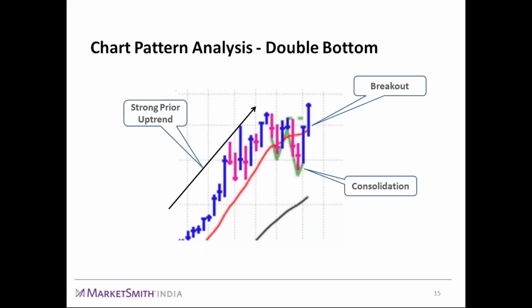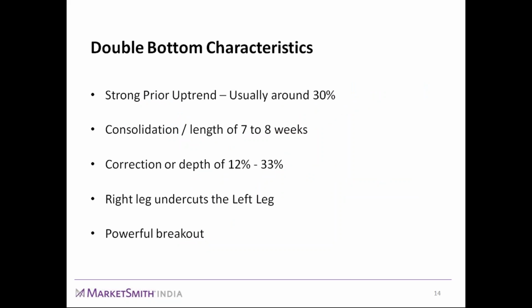Now, compared to a cup with handle pattern, usually this double bottom pattern you will see in a more volatile market. Before I get to that, the parameters for identifying a double bottom pattern: usually an uptrend of around 30 percent before forming the pattern, a consolidation duration of 7 to 8 weeks, and the correction or depth of this pattern should ideally be between 12 to 33 percent. And as I told you, the right leg undercuts the left leg.